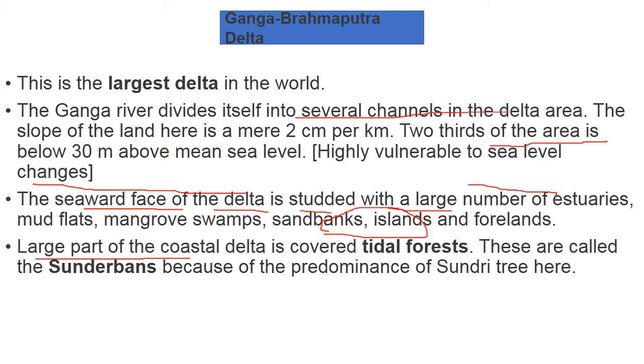The large part of the coastal delta is covered by tidal forest. It means there is a dominance of tidal forest because of the availability of water. This is called the Sundarban because Sundari types of shrubs grow in this area. These are the plains: Sindh plains, Punjab plains, then the middle plains, and the eastern plain is known as the Ganga-Brahmaputra Delta.